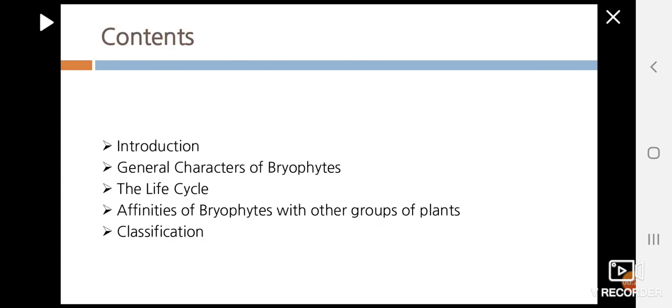Now the contents. First of all, I'll give an introduction and then the general characters of bryophytes. Then I'll explain the life cycle, and after that the affinities of bryophytes with other groups of plants, and then classification.